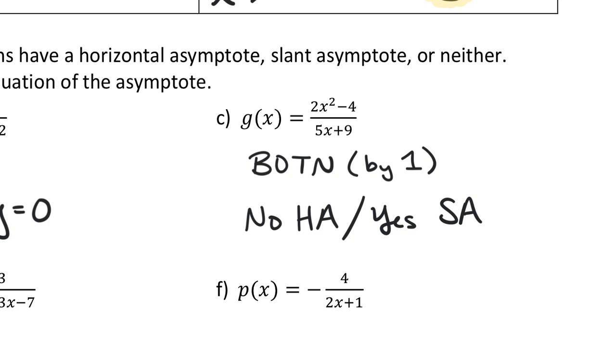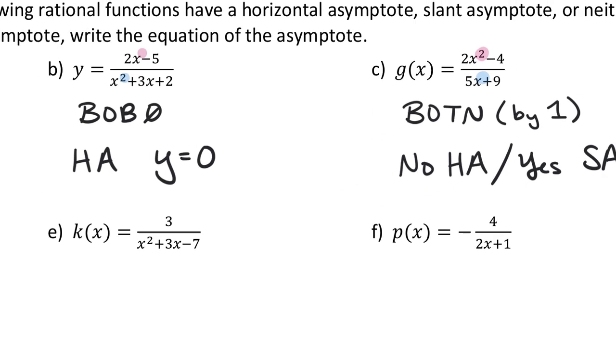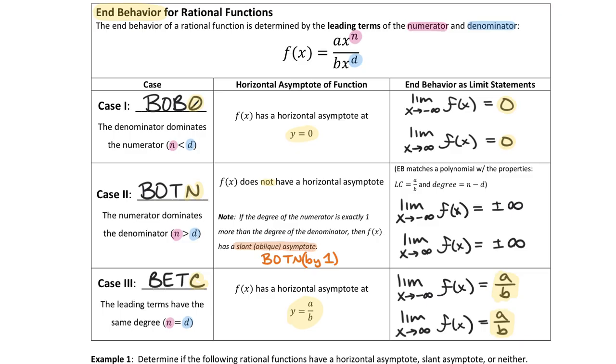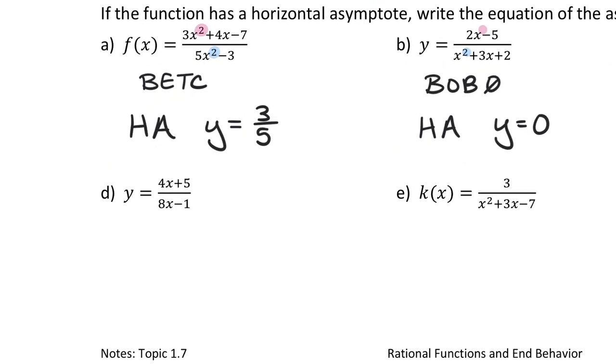Okay, so again, if it's Botn, bigger on top, and specifically bigger on top by 1, we know it's a slant asymptote. Bigger on top, no horizontal. Bigger on top by 1, there is a slant. Can I challenge you guys to find the horizontal asymptotes of D, E, and F here? Let's see if we got it. Hopefully I'm not cutting off your thinking, but let's see.